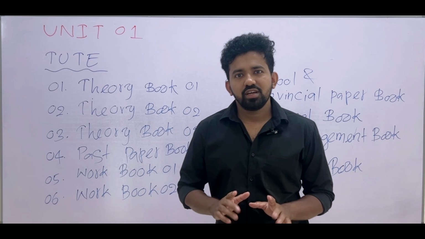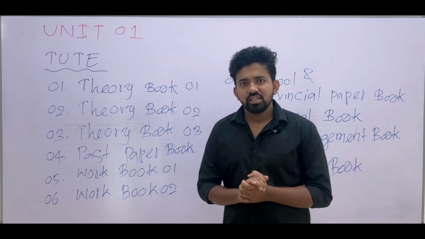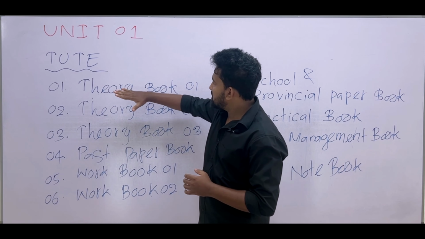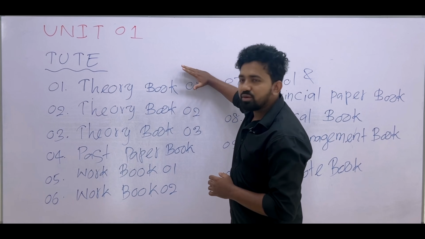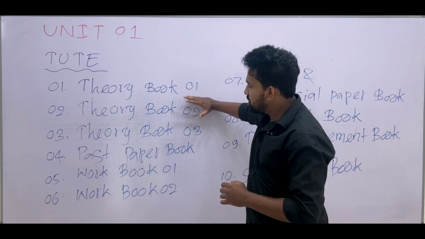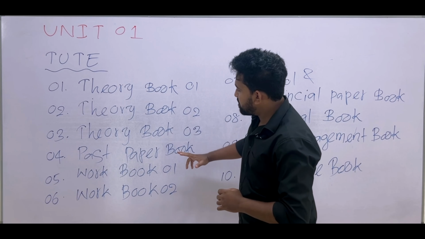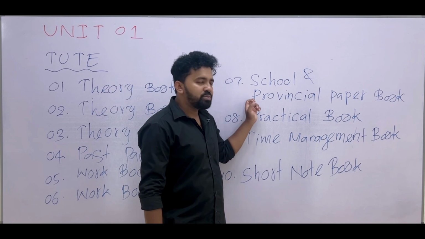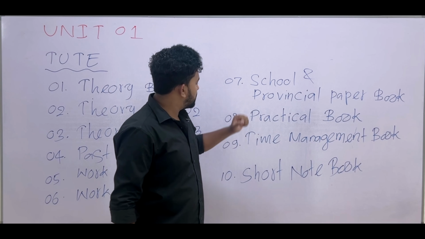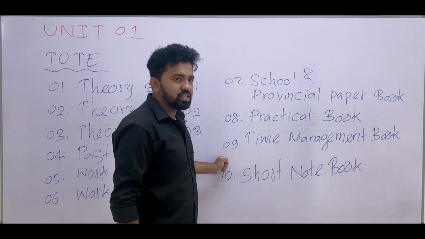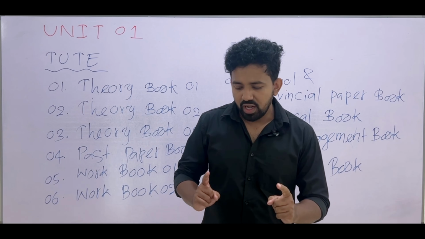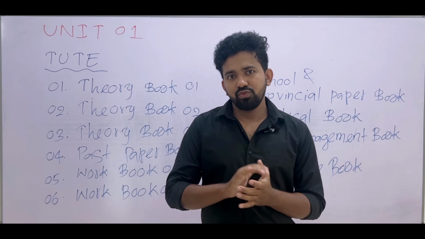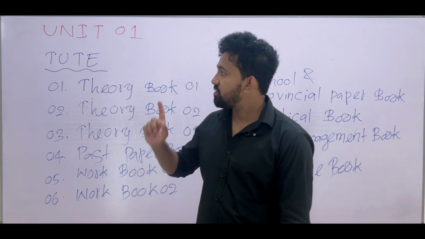First of all, I'll give some idea about the tudes that I provide within the first unit. There will be 10 tudes: theory book 1, theory book 2, and theory book 3, the past paper book, workbook 1, workbook 2, the school and provincial paper book, the practical book, the time management book, and finally the short note.